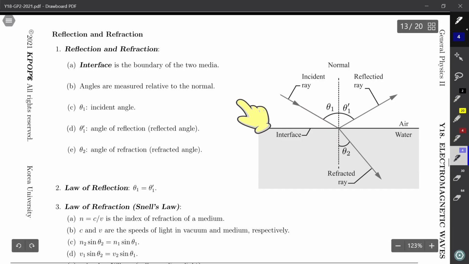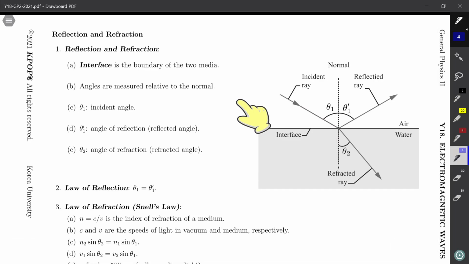Because we have concentrated on the electromagnetic field propagation based on Maxwell's equations, we have not had enough time to consider seriously the refraction and reflection that we have already studied in high school. But let me briefly review that part in a very simple way.